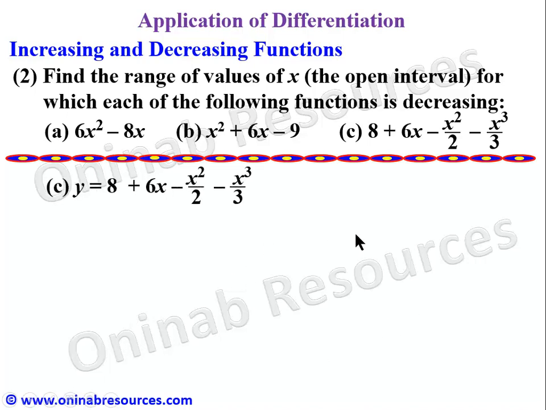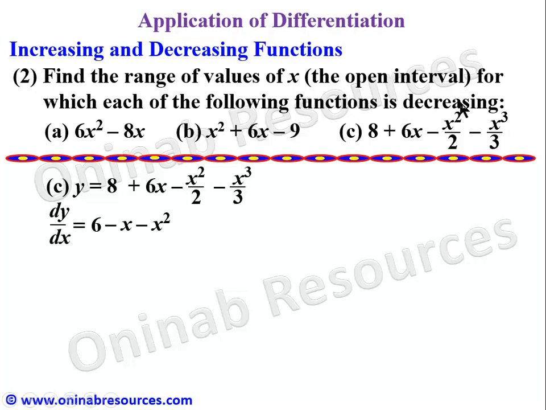So we go to C. For problem 2C, we are also going to find the derivative. So we have dy/dx. Derivative of a constant is 0. Derivative of 6x is 6. Finding the derivative of x squared over 2, we have a -x and minus x squared. Now we find the interval from here.